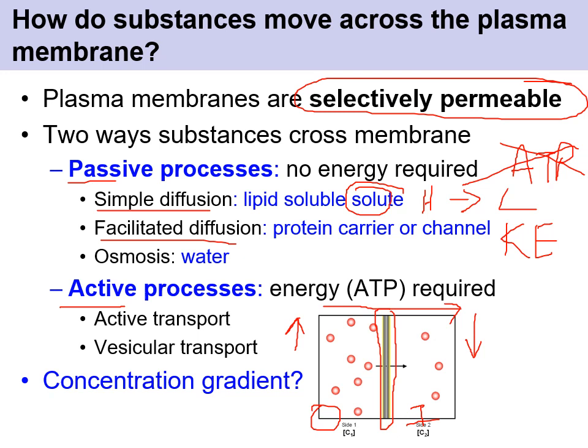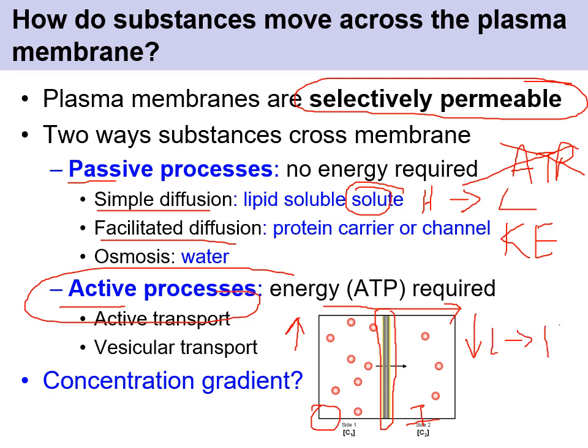Diffusion, whether it's simple or facilitated, will always involve the movement of solutes or particles. And if you're interested in moving water, we would then use the terminology osmosis. Osmosis is the movement of water from high to low. So passive transport, we're going down the concentration gradient. We're going to be using kinetic energy, and we're going to refer to it as diffusion or osmosis, depending on if we are moving solutes or particles, or water, the solvent.